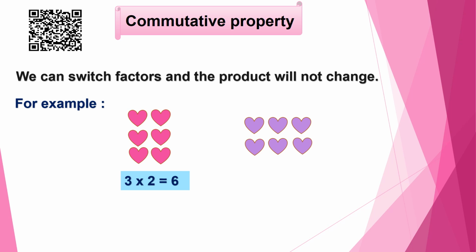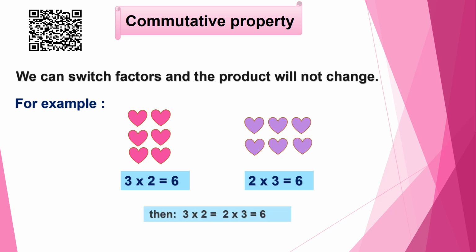The next array, I have 2 rows. In each row, 3 hearts. So I can say 2 times 3 equals 6 also. So when I switch the factors, the product remains as it is. So 3 times 2 and 2 times 3, all of them are equal.